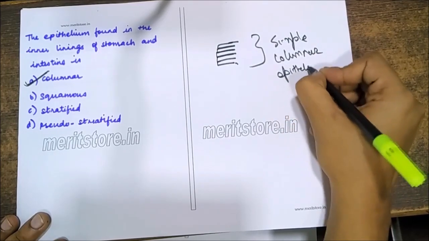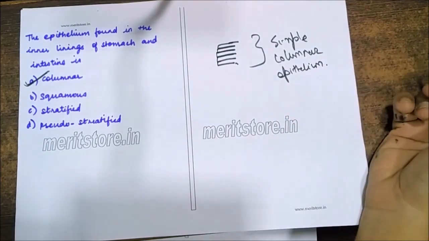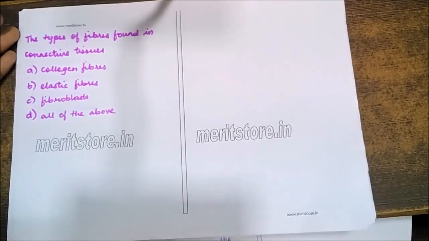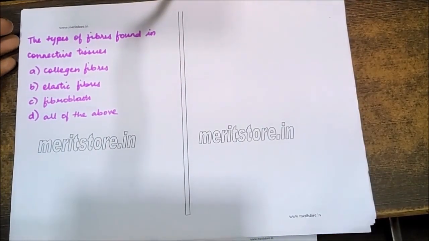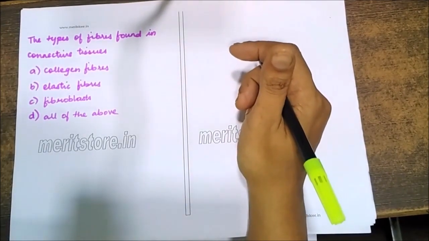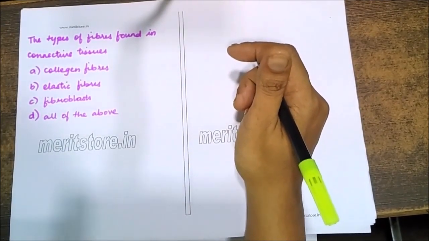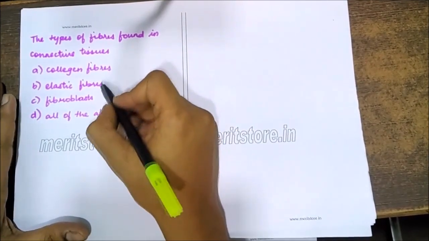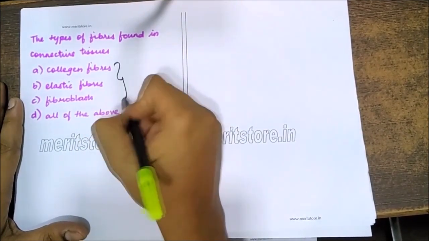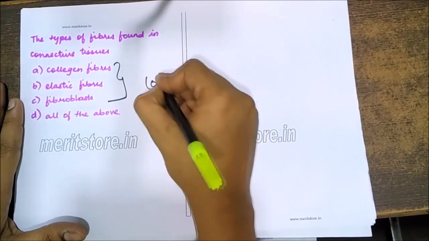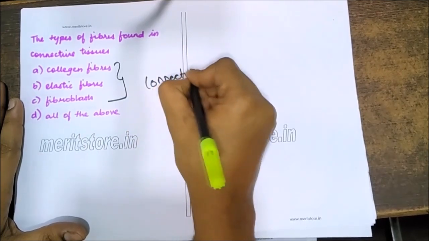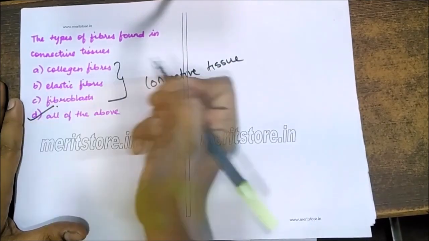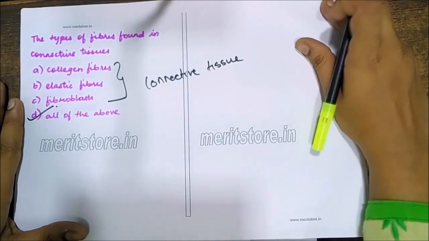Next. The type of fibers found in connective tissue. Okay, so connective tissue: collagen fibers, elastin fibers, fibroblasts. See, all of these are found in connective tissue. So the correct option is D. Next.